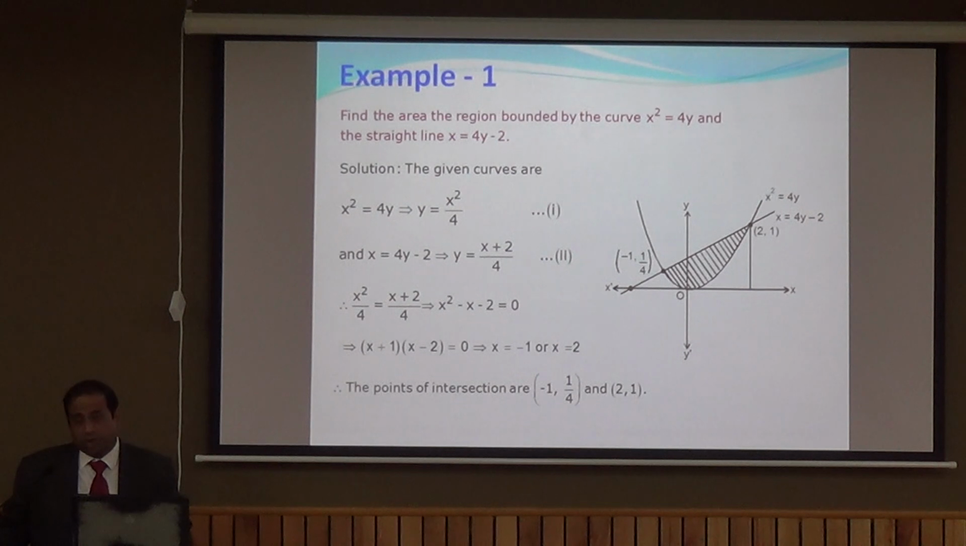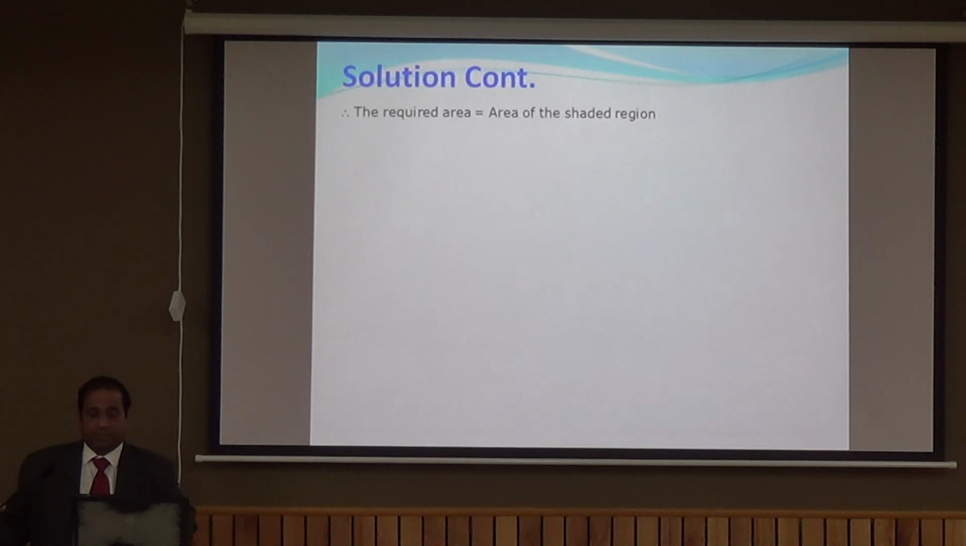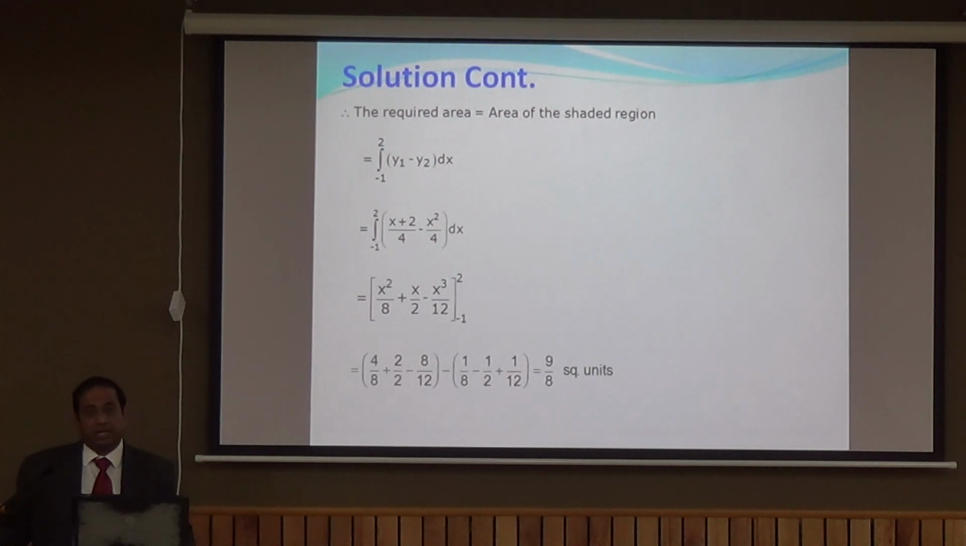After that we will draw the figure of the region whose area we need to find, and shade the region. Here the area bounded by the x-axis is limited from the intersecting point minus 1 to 2. So the shaded region can be expressed as integration from minus 1 to 2 of (y1 minus y2) dx, that is, upper curve minus lower curve. Now we substitute the values of y1 and y2 and we get (x + 2) upon 4 minus x square upon 4, dx. So we will integrate and substitute the limits, and we get the area 9 upon 2 square units.